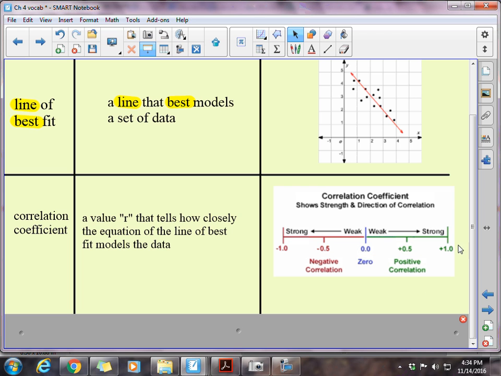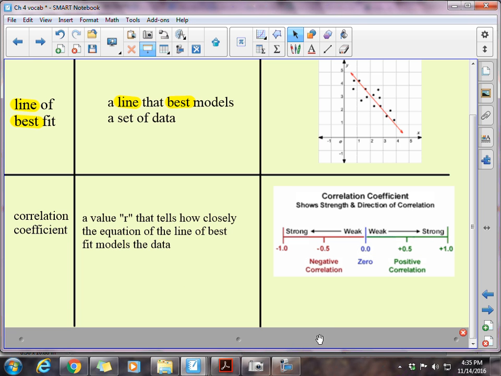This we'll put in our notes later. You could jot it down if you want, but you might not understand this quite yet. It just shows that 0 is no correlation, and the numbers go between -1 and 1 for the correlation. But remember, you just need to know the definition for right now.